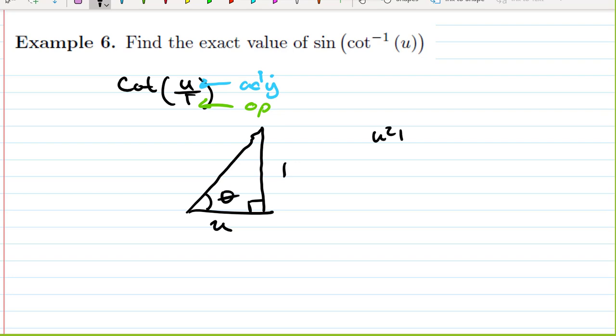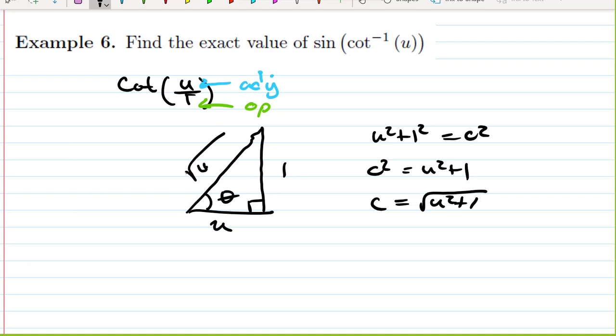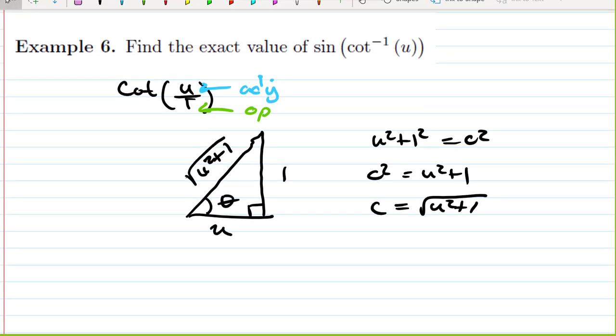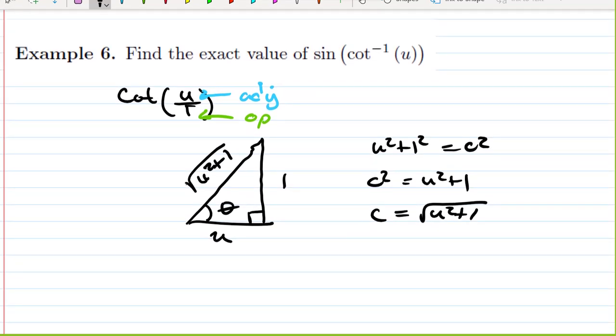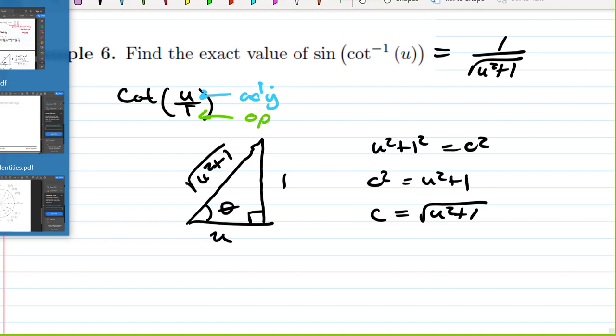So then we have u squared plus 1 squared equals c squared. So c squared equals u squared plus 1. So c is the square root of u squared plus 1. So the hypotenuse then is the square root of u squared plus 1. So then we want the sine of that. So when we take the sine, it's opposite over hypotenuse. We get 1 over the square root of u squared plus 1. All right, let's take a look at example number 7.